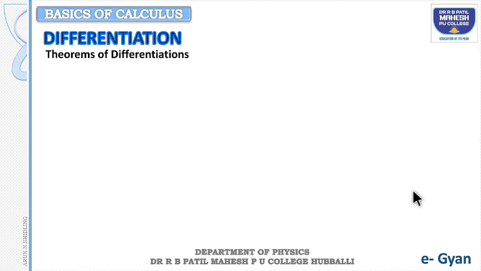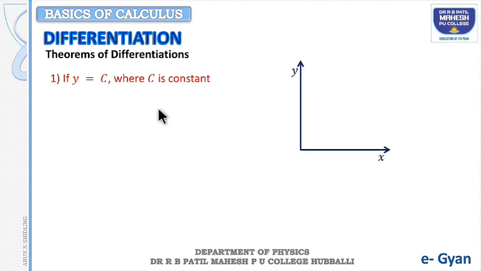So, some of the theorems on differentiation, that is basic formulas, you can say. Now I'm going to take y is equal to c, where c is a constant. What happens if I try to draw a graph of y equals c? Since y is constant, you will get a straight line. This is the value of y, it is c, and if x changes, there is no change in y. The reason is y is not depending on x at all. It is just a constant number.